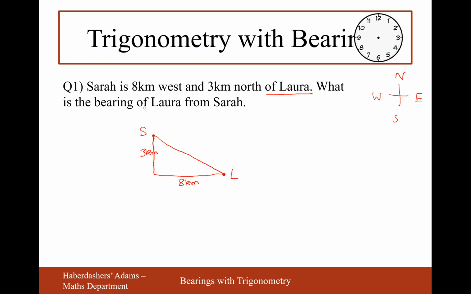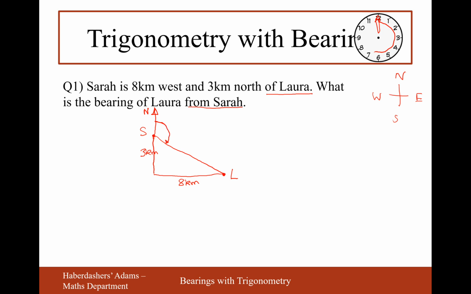What is the bearing of Laura from Sarah? Okay, so I need to know it's going to be from Sarah. The key bit there is from Sarah. So I'm going to draw a north line at Sarah, and then it's going to be an angle around where Sarah is to get to Laura. Now it's always an angle that goes clockwise round. So round the clock you go. Pretend you're starting at 12 o'clock here, and you're going round the clock until you meet the line that goes to Laura. So it starts going right, and then it hits the line.